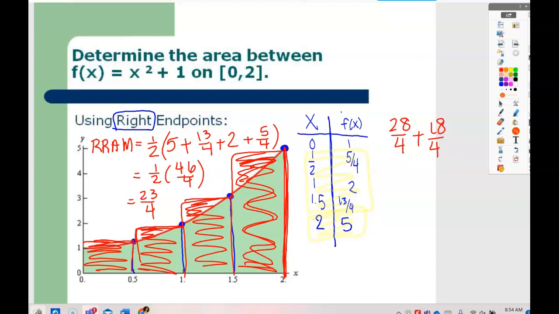So again, you can see that this value is bigger than the previous one. The last one was like 3.75-ish. This one's 5.75-ish. So, over.